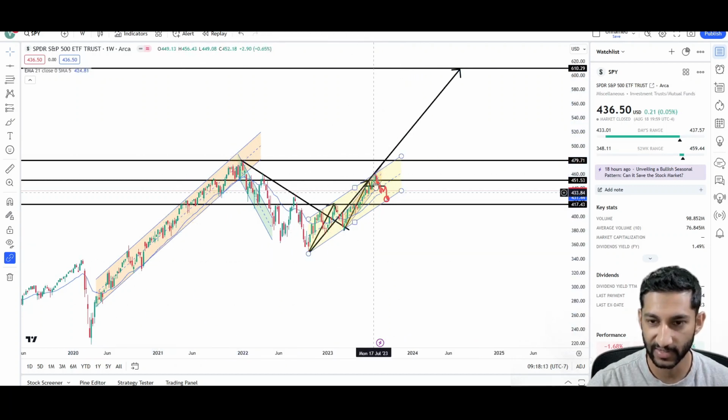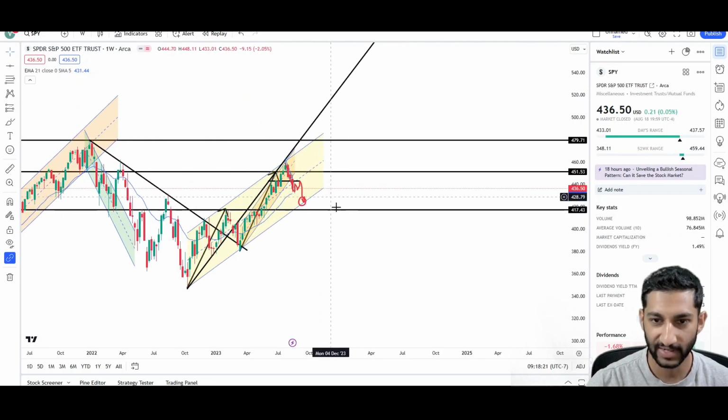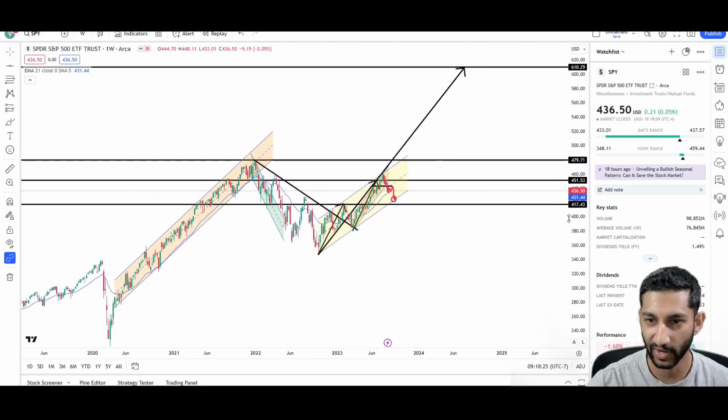Obviously, things aren't guaranteed. We could just see a massive sell-off occur right through the 417 level, and that might change things on the chart. But right now, this is still looking like a pullback. It just needs to slow down, and there's a good chance price will continue higher after that.